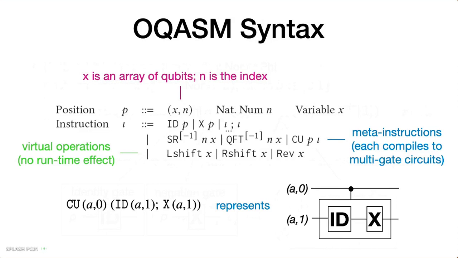So just as an example, here's a little OQASM program. The main instruction is the CU instruction, and the first qubit there is A0, the array A and index 0, and it is controlling the circuit that's in the parentheses that follows, which is just an identity gate with A1, followed by a negation gate with also an A1. So then that's visualized over here on the right. Okay, so that's just showing you how the BNF maps to circuits.